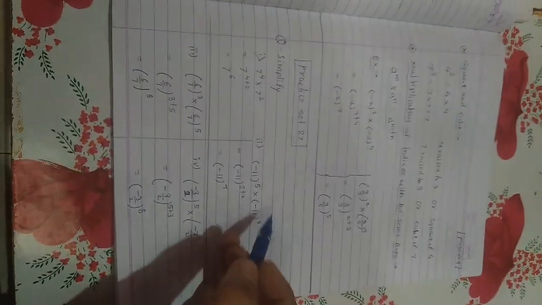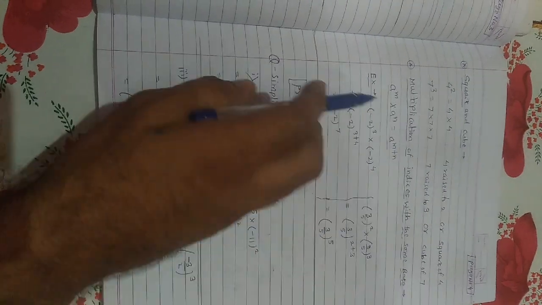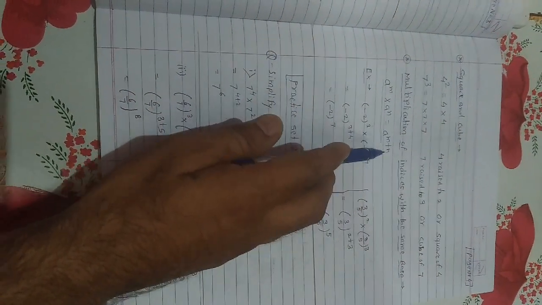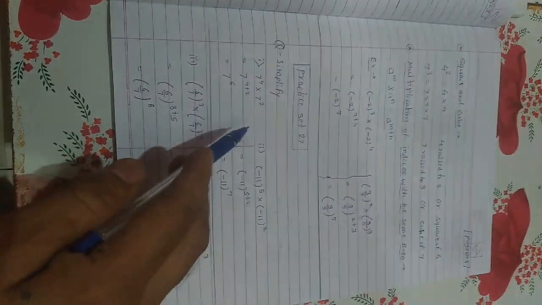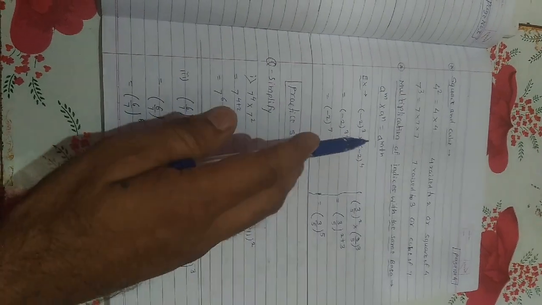I am telling again one time how to solve practice set number 27. This practice set is based on the rule a raised to m multiplied by a raised to n is equal to a raised to m plus n. This is the rule you want to use. They will give examples in this form and we have to use this rule.